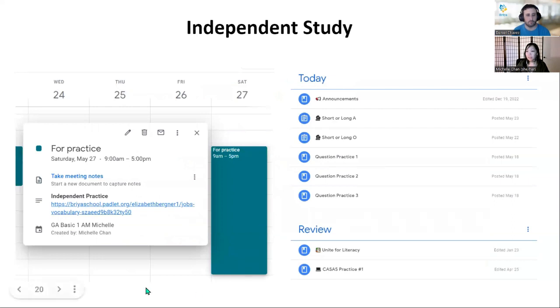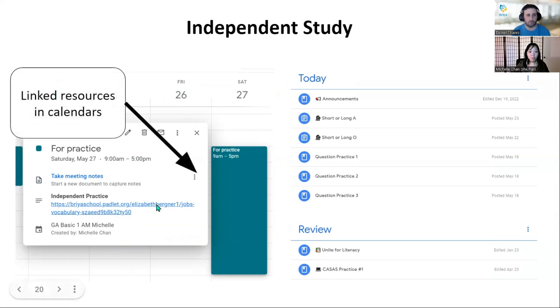We also value independent study in our basic level classes. Here are two examples. The one on the left is my example where I link on their Google Calendar resources for independent practice outside of class. So in this case, we use Padlet, and students are taught how to access those games and activities outside of class hours. So for example, on the weekend.